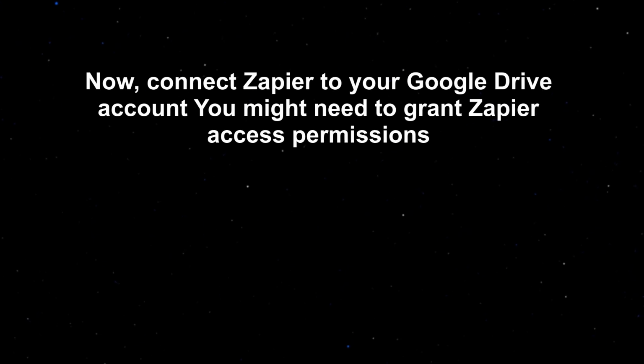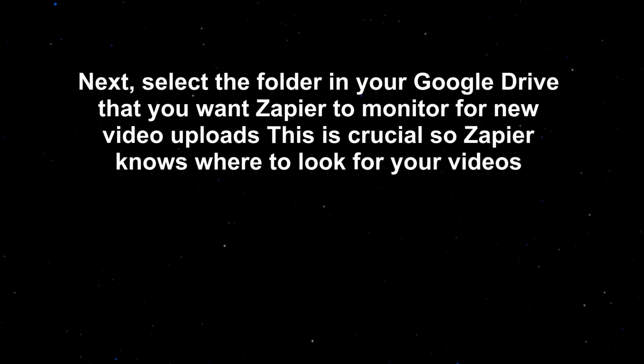Now, connect Zapier to your Google Drive account. You might need to grant Zapier access permissions. Next, select the folder in your Google Drive that you want Zapier to monitor for new video uploads. This is crucial so Zapier knows where to look for your videos.